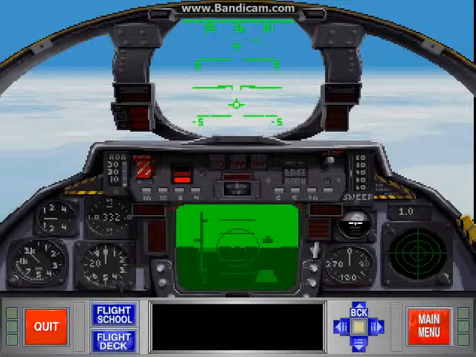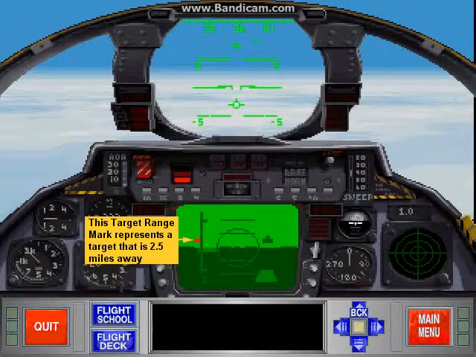The number directly beneath the range bar is the maximum range of the bar in nautical miles. If a target range mark is halfway up an azimuth range bar set to 5, then the target is 2.5 nautical miles away.